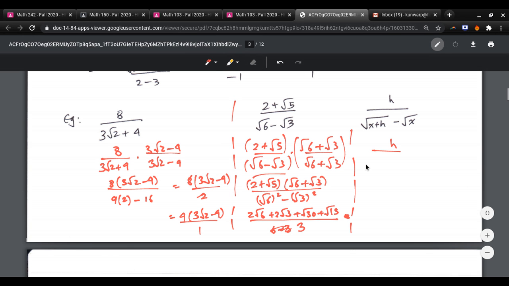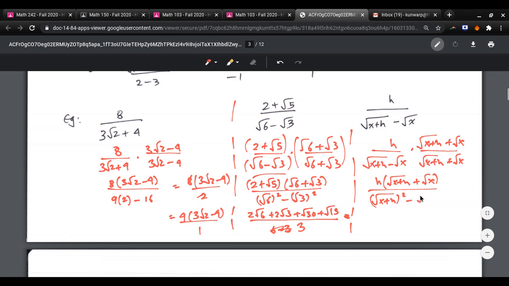You can also have generic expressions where there are no numbers. So let's look at that example. Root of x plus h plus root x over root of x plus h plus root x. So on the top, that's an h times root of x plus h plus root x. At the bottom, that's root of x plus h squared, remember, minus root of x squared. That's x plus h minus x. Right? So the same thing in the numerator, but the denominator just has an h now.